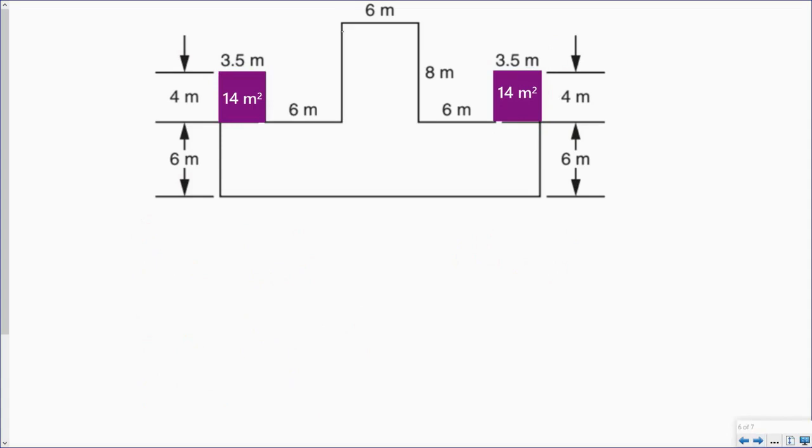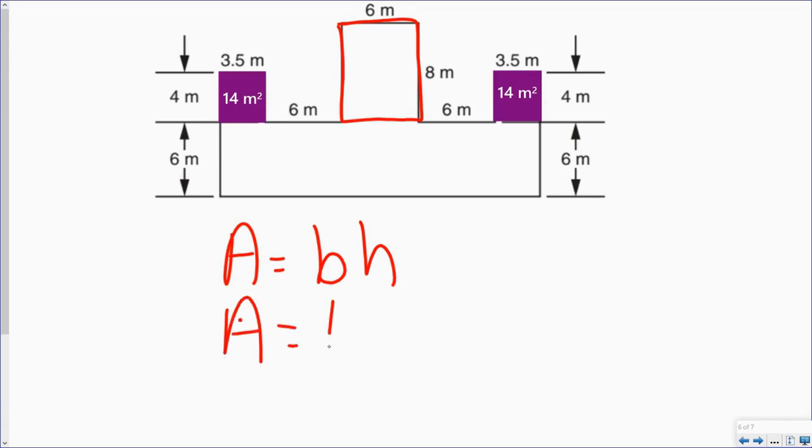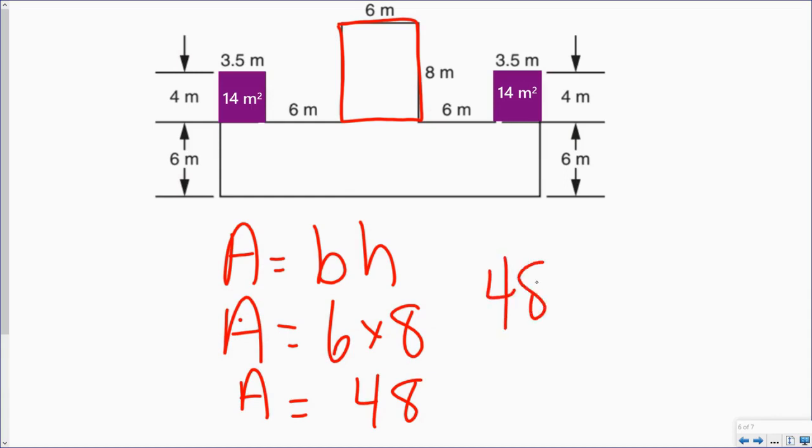So now I'm going to take a look at this middle section. And again, it's a rectangle. So I'm going to use area equals base times height. And it looks like my base is 6 meters and my height is 8 meters. And 6 multiplied by 8 is 48. So I would have 48 meters squared. So this section right here would be 48 meters squared.